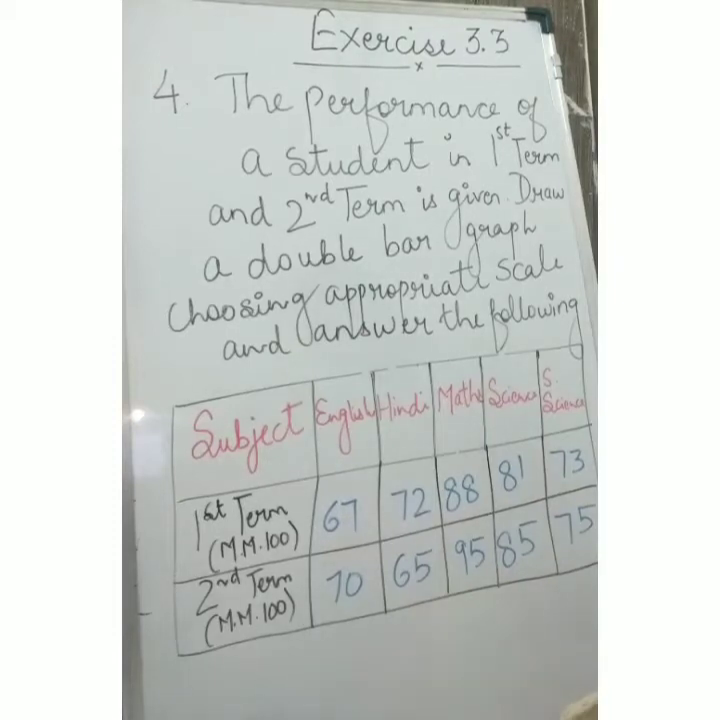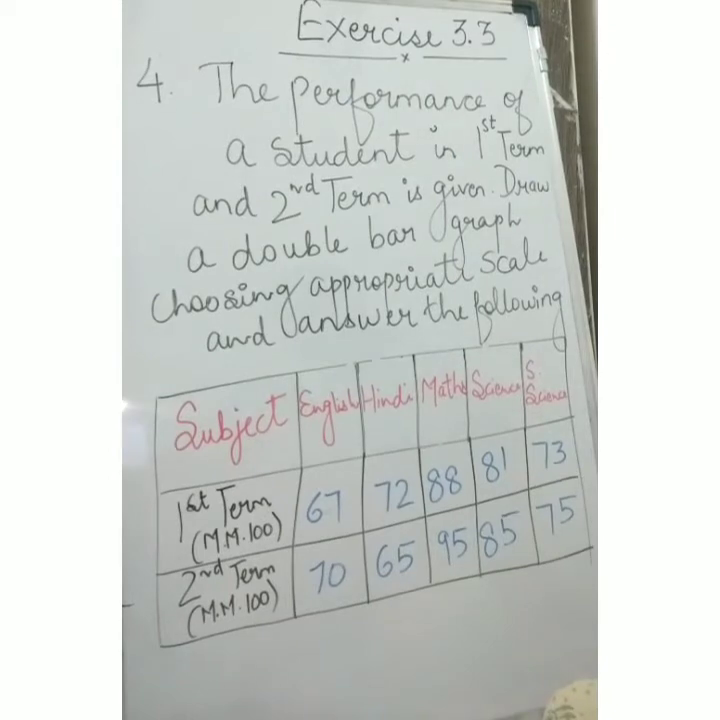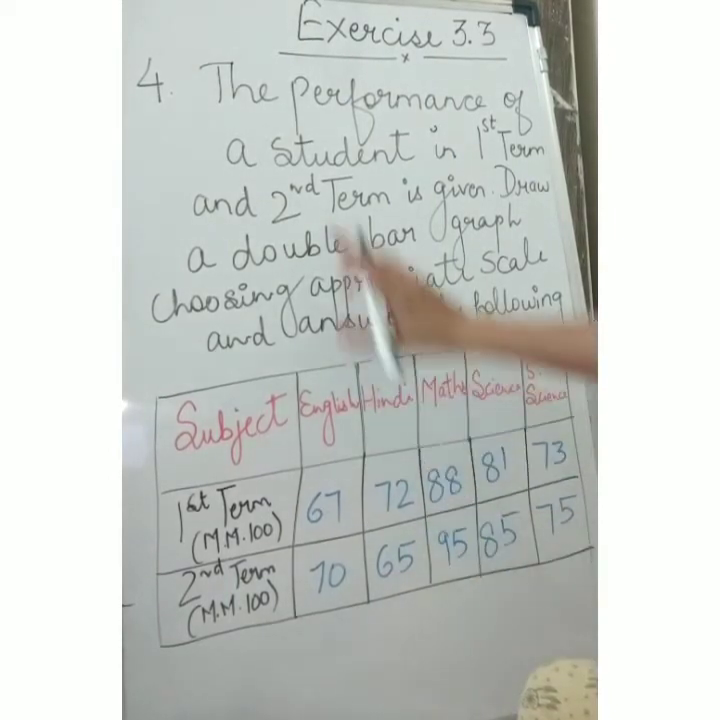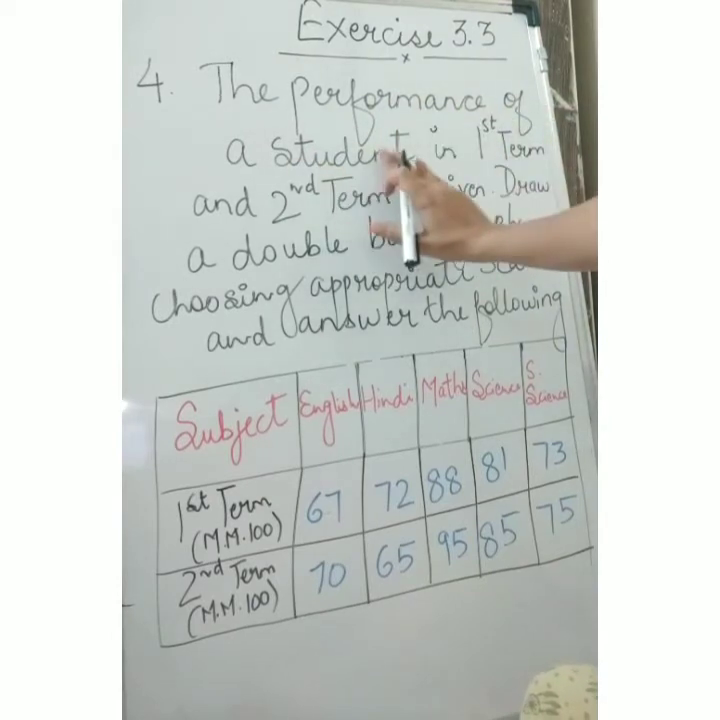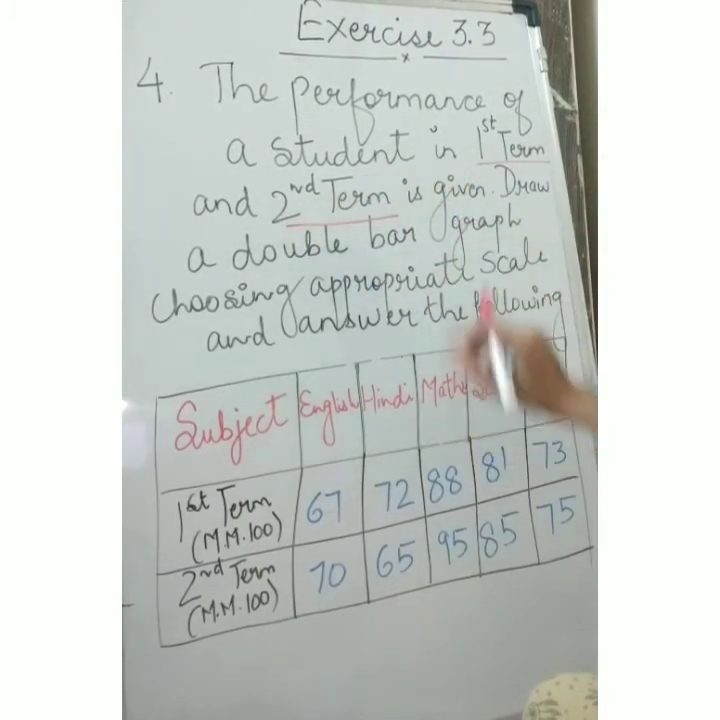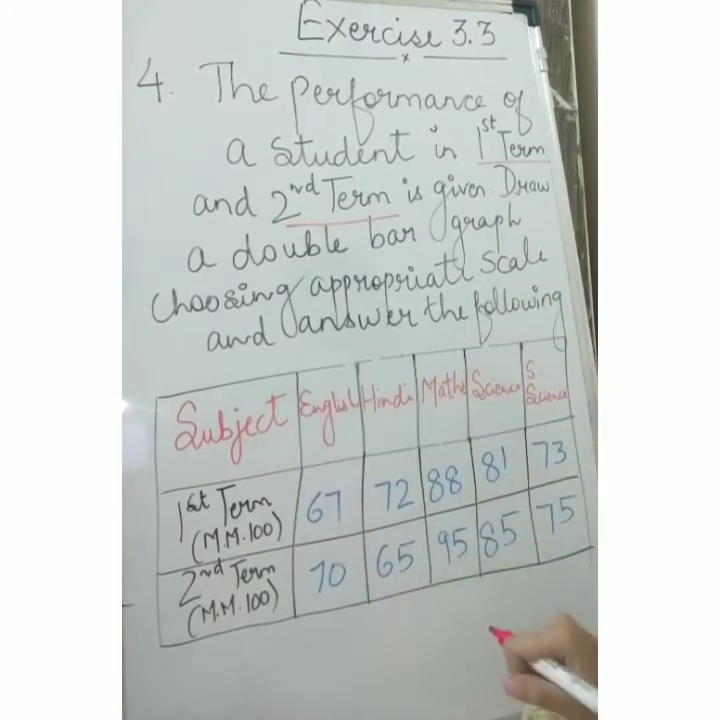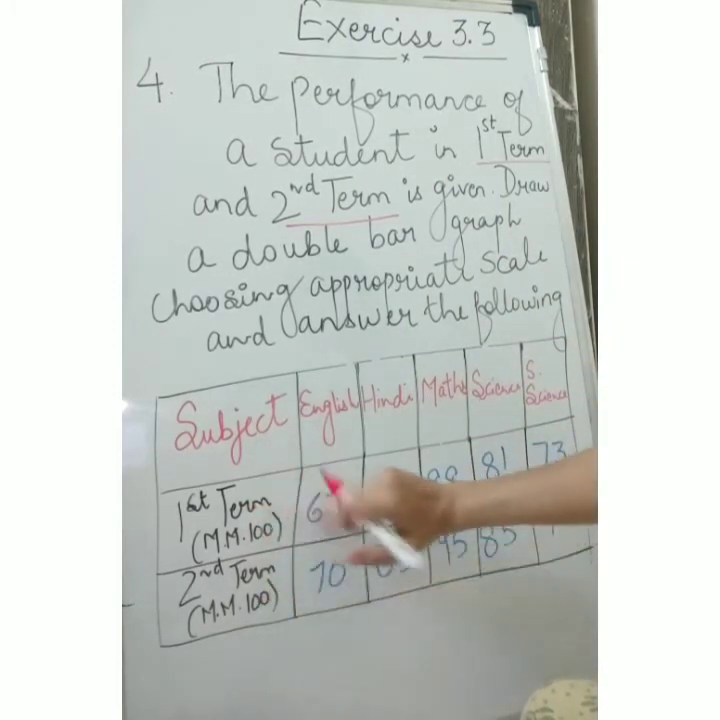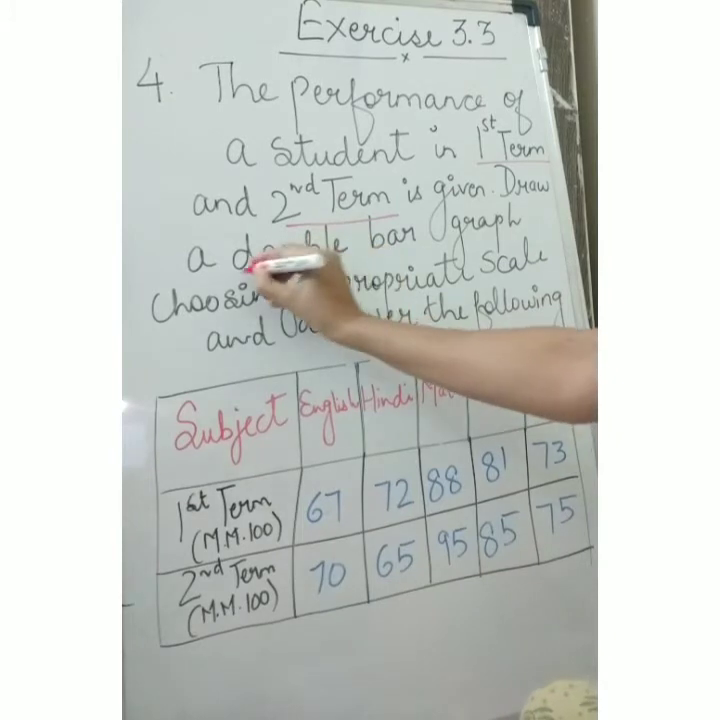Okay students, now we will discuss question number 4 from exercise 3.1 about double bar graph, because this is the first time you all are studying about double bar graph. The question is: the performance of a student in first term and second term is given. Draw a double bar graph.